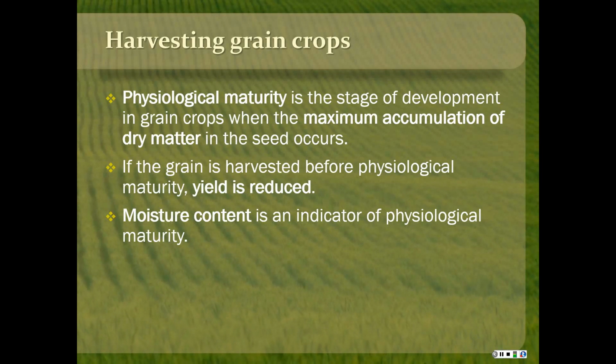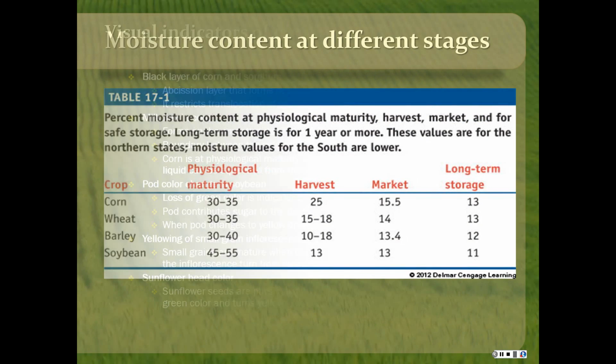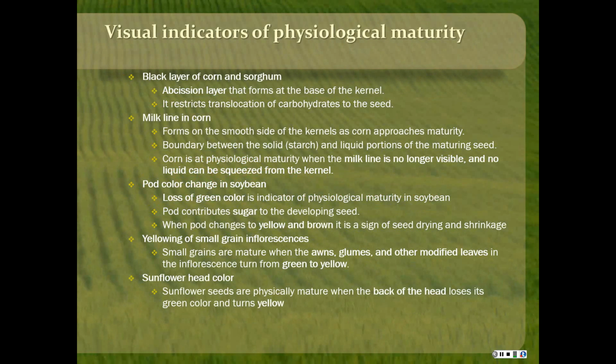And moisture content is also an indicator of physiological maturity. This is from your book, so I won't read it over in detail, but it just shows the moisture contents of different crops at physiological maturity, and then later on for harvest, market, and storage. And you can see that there's a certain percentage at physiological maturity, but it's got to be drier in order to be ready for harvest and market and those other things. And once again, that's for the north. It might be different in the south.